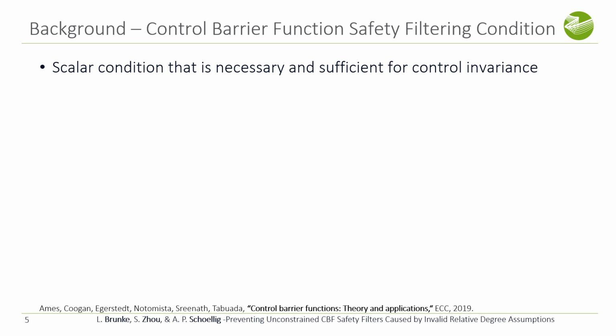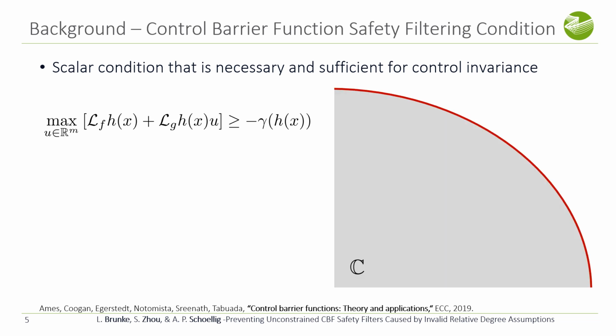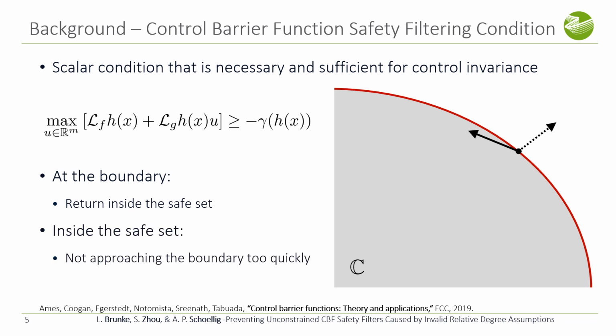Let's look at the CBF condition in more detail. The CBF condition is a scalar condition for control invariance. So what does this mean? On the boundary, this means to return back into the safe set. And inside the safe set, you're almost free to do whatever you want, but you're not allowed to approach the boundary too quickly.